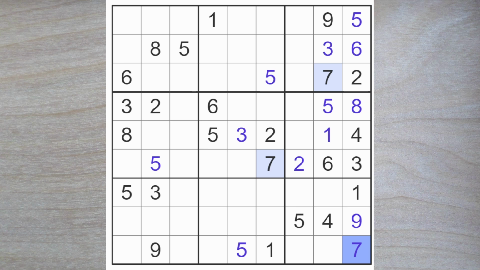Can we do anything with this? 9 blocks over, 9 blocks up, 9 goes here or here. Here a 4, 8, and a 1. This is 2, 8. These therefore must be 3 and 6. The 3 blocks over, here's a 6, here's a 3. I think that's right, isn't it? Now a 3 here or here.